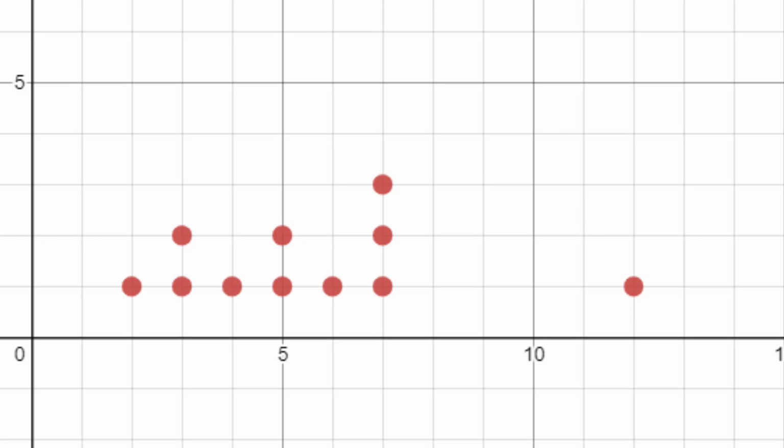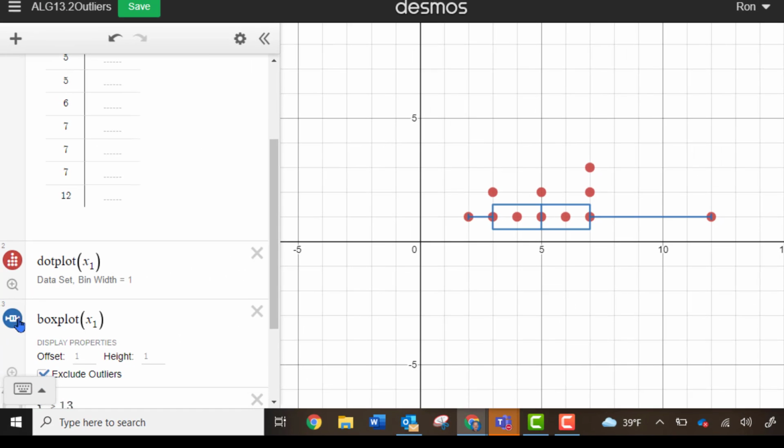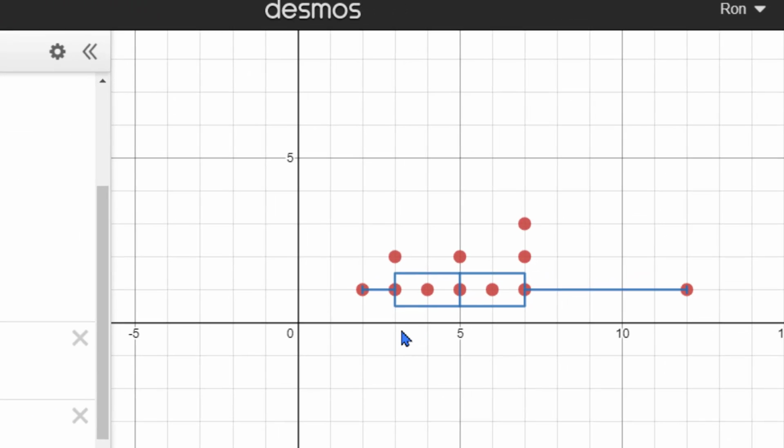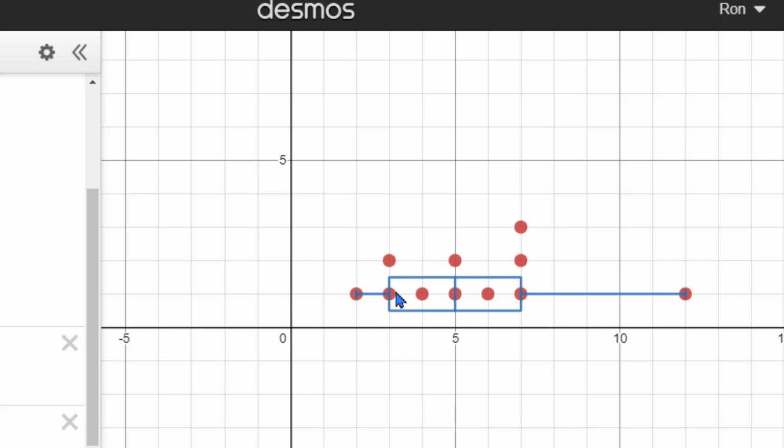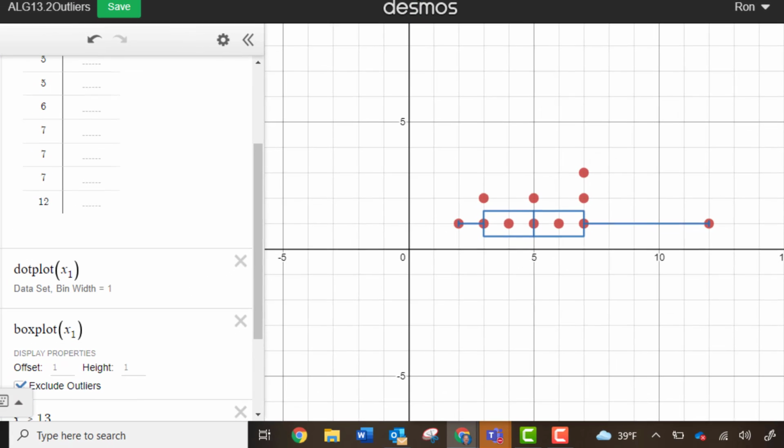So to figure that out, we need to know what the IQR is. So if I push the box plot button, it's going to show me a box plot. If you recall, the IQR is the distance from quartile 1 to quartile 3, which is shown on a box plot as the ends of the box. So from the beginning of the box to the end of the box, how far is that? It's 7, take away 3, or you could count 1, 2, 3, 4. It's 4 units.